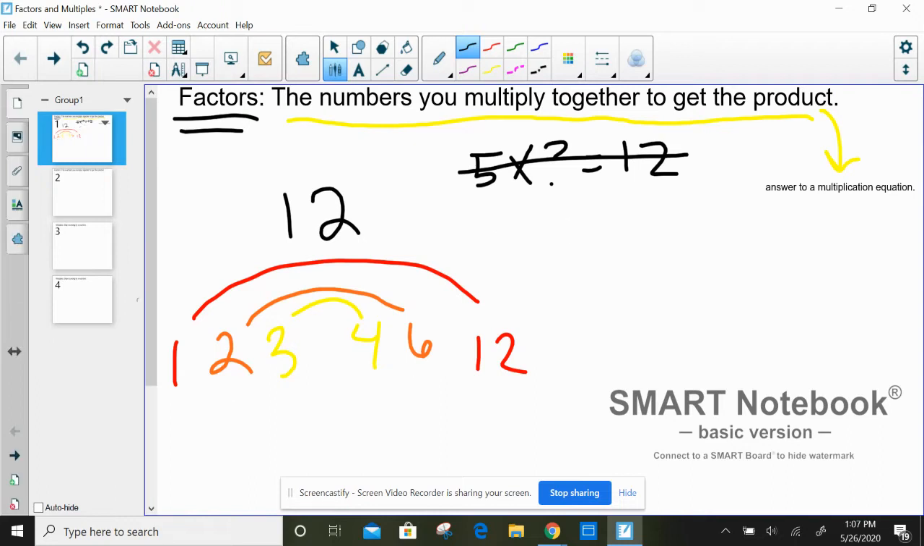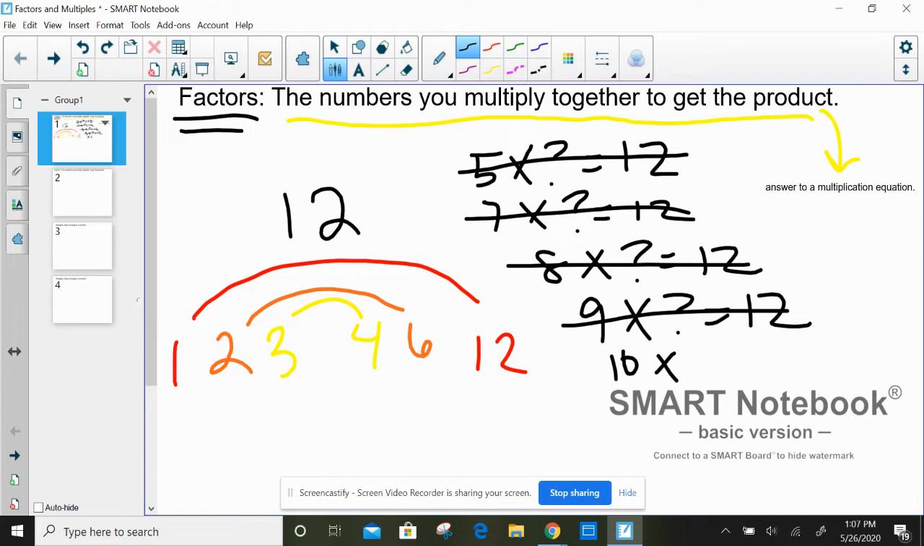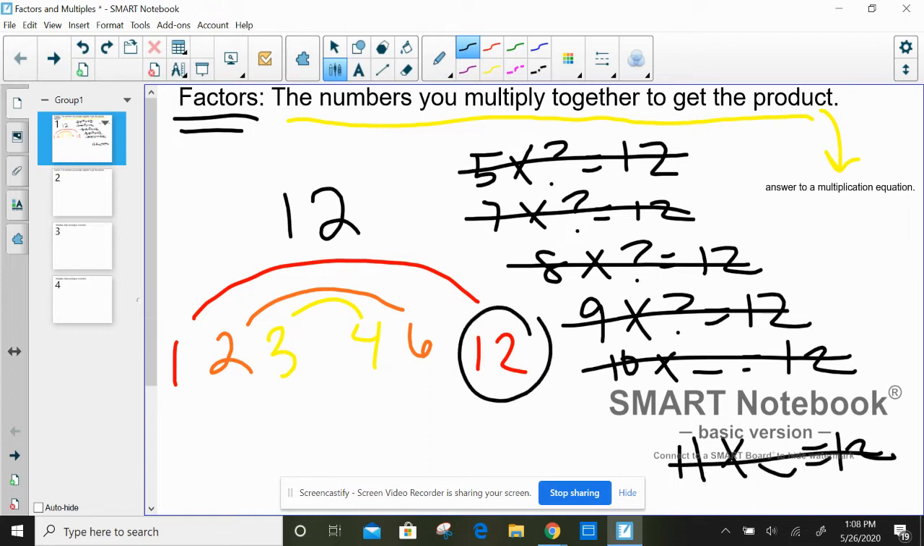And then 7, does 7 times something give me 12? No. How about 8 times something? Does that give me 12? Nope. 9 times something? Nope. 10? Nope. 11? Nope. And then 12 we already have. Okay? So now all the factors of 12 are listed below.